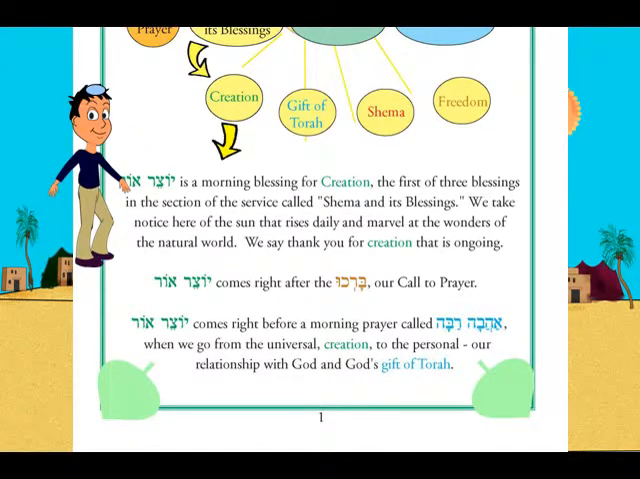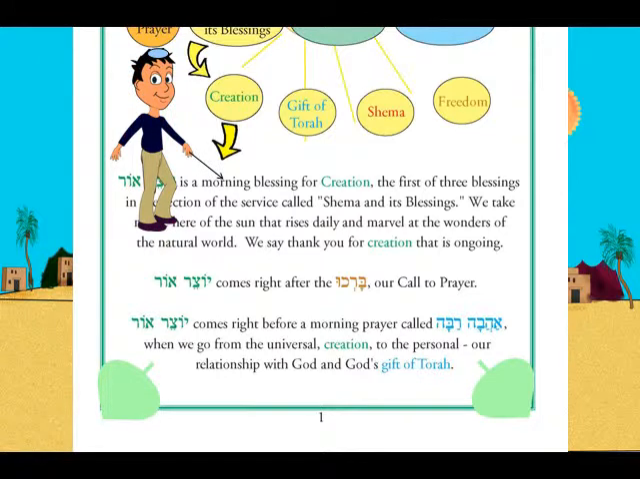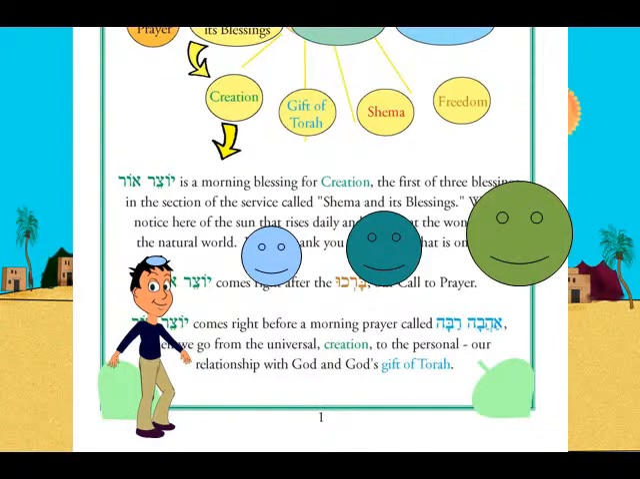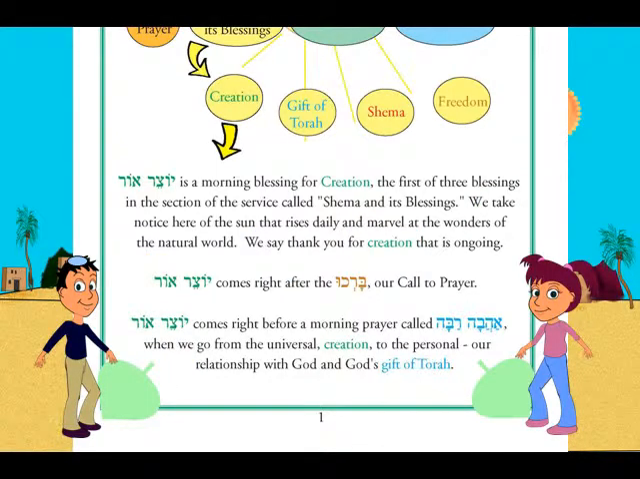Now I'll pause and ask a question to Rafi. Rafi, when do we say the blessing Yotser Or? What time of day? We say this prayer in the morning, right? Well done, Rafi. Good job. We can now go on to page 2.